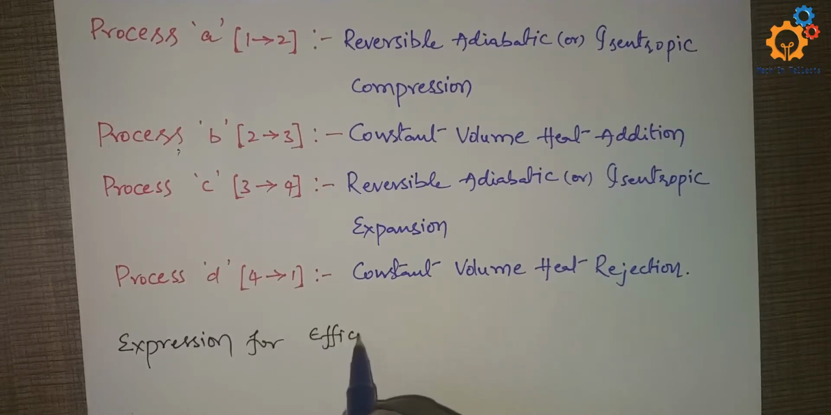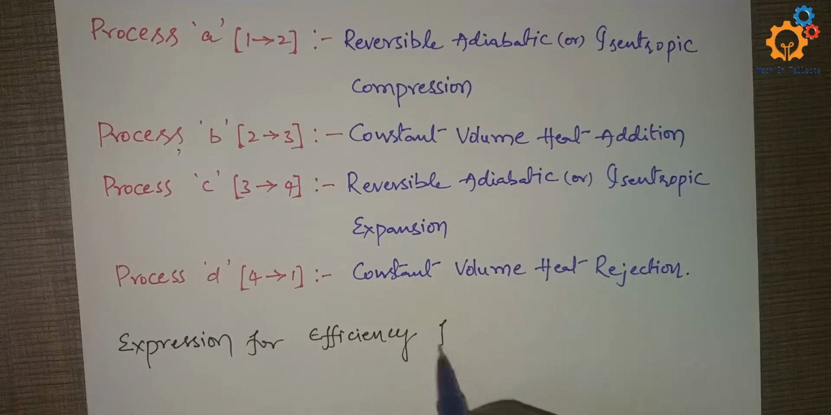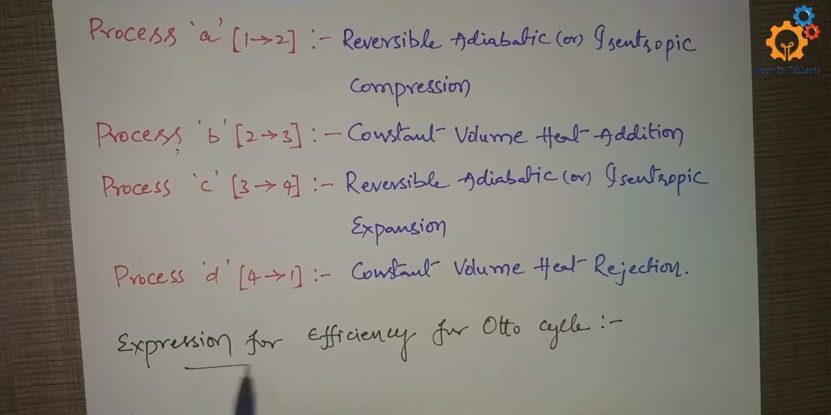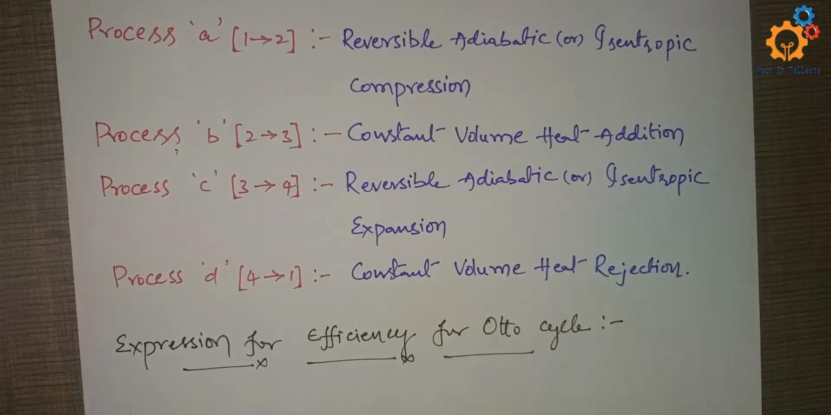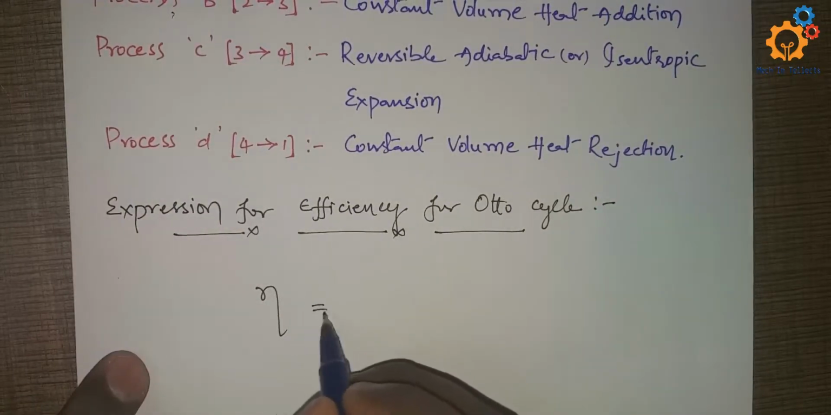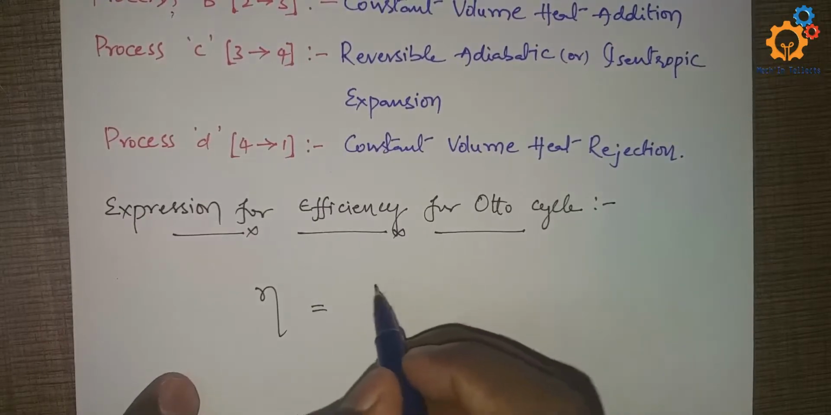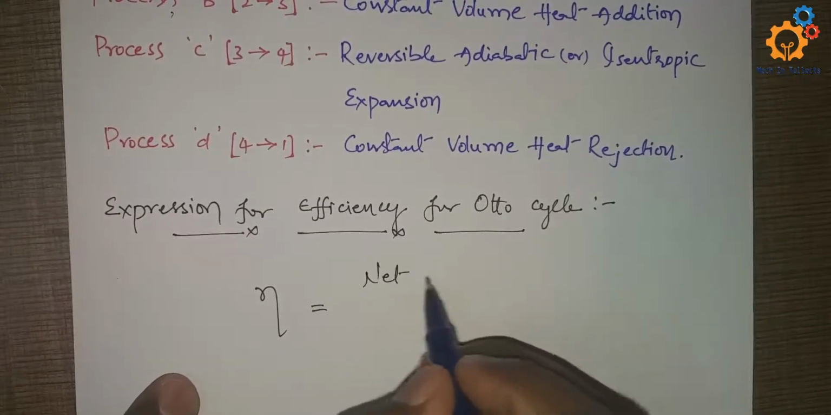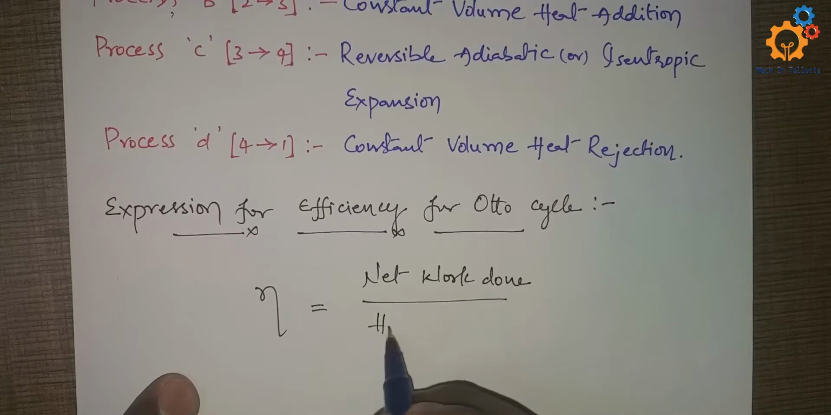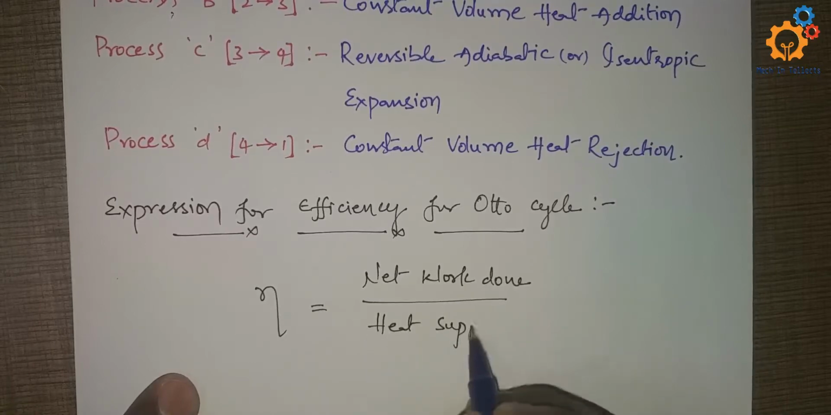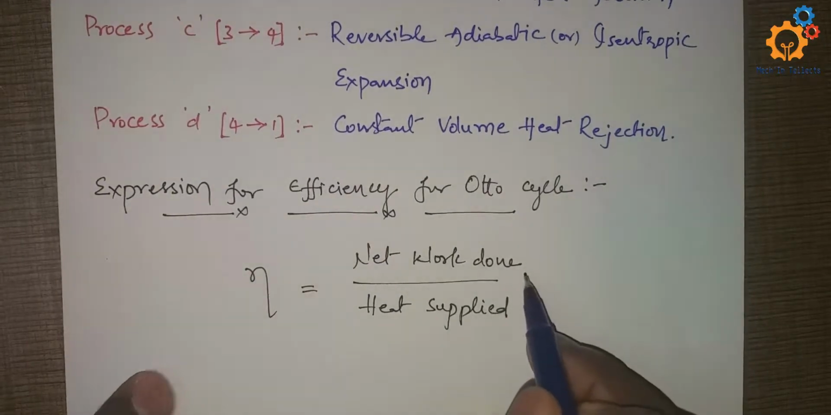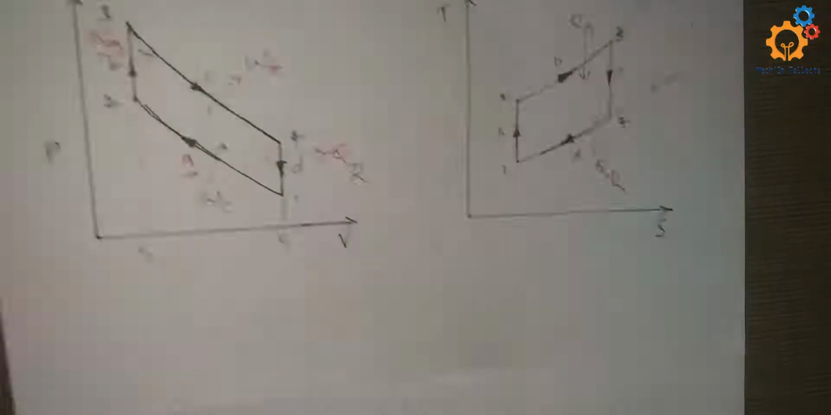Efficiency for Otto cycle. Okay, the efficiency eta generally for any heat engine will be taken as the net work done by heat supplied or heat added. Okay, the net work done, where is work is transferring in the system.